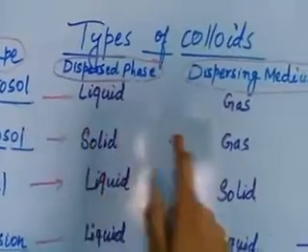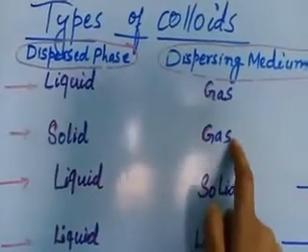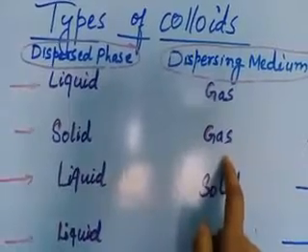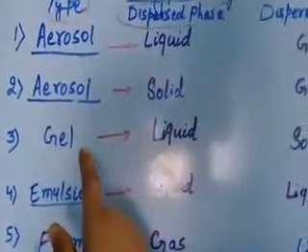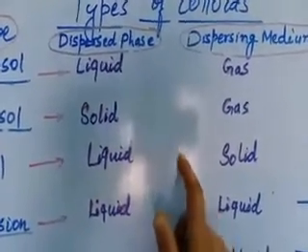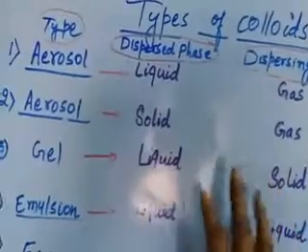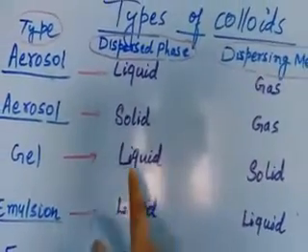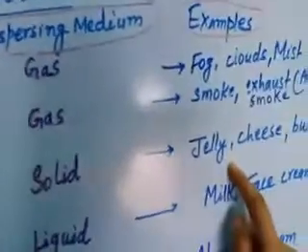If the aerosol are in the form of solid gas colloid, that means solid dispersed phase spread in the gas dispersing medium, then you have examples like smoke, exhaust from automobiles, etc. Then you have gel. You know the gel is semi-solid, so it is made up of liquid dispersed phase dispersed throughout the solid medium. So semi-solid means liquid and solid as dispersed phase and dispersing medium respectively, and the examples of gel are jelly, cheese, butter, etc.